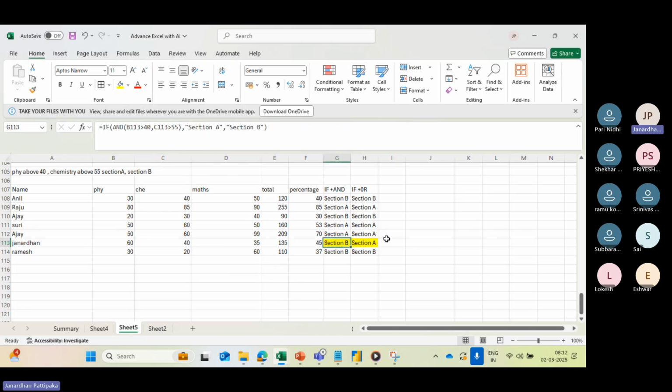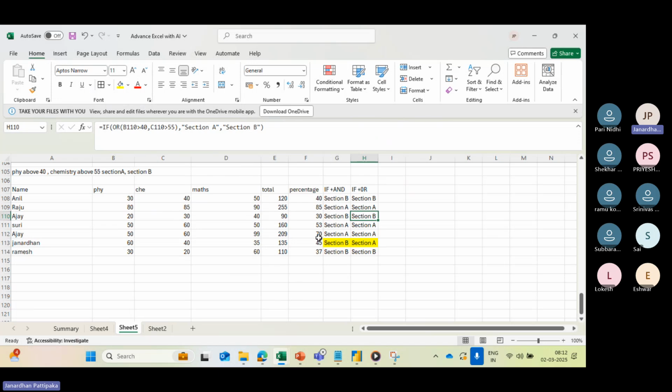But here, IF along with OR, you will get section A. If any one of the conditions is passed, it will give the desired output. So section A, that is for Janardhan, he got physics 40, right? But his chemistry he got less than 55, means he got 40 only. But any one of the conditions he passed, so he's moving to section A. So this is called IF along with AND. AND means all the conditions must be satisfied, only then you will get the desired output. OR means out of the mentioned conditions, if any one condition is satisfied, you will get the result. That is the OR concept.